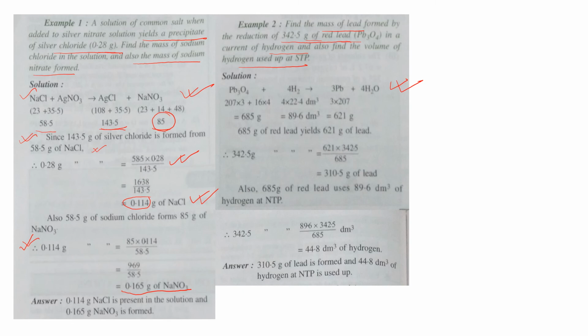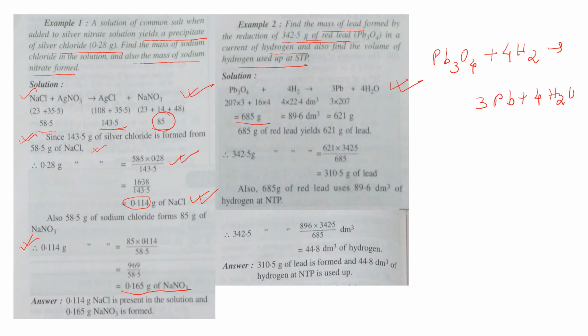First of all you will write the equation and then you have to balance it. Okay. After balancing the equation, find out the molecular weight. So my equation, let me write it here, I am writing the balanced equation, Pb3O4 plus 4H2 is giving you 3Pb plus 4H2O.